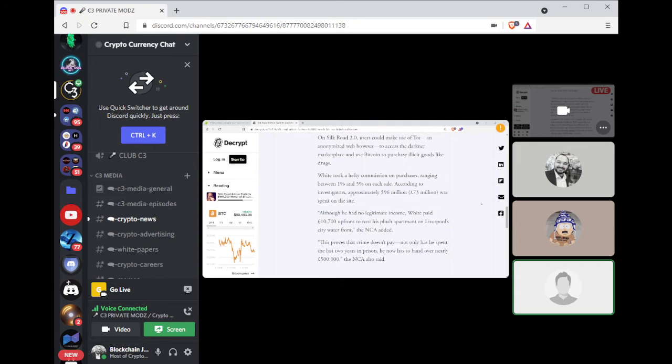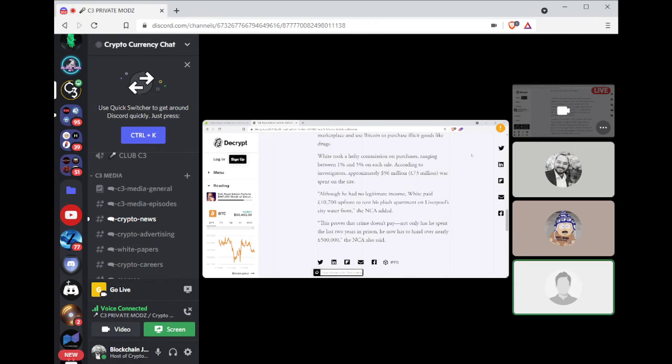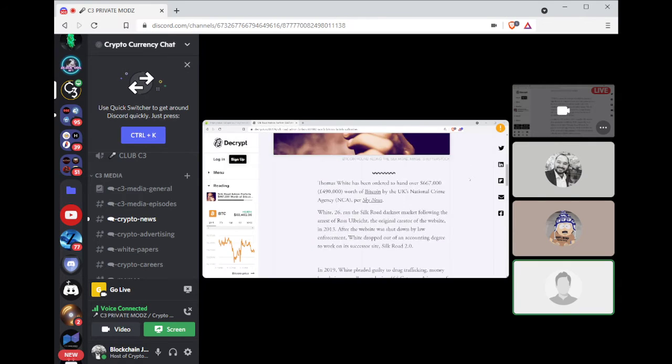I took a hefty commission on purchases, ranging between 1% and 5% on each sale. According to investigators, approximately £73 million, that's $96 million, was spent on the site. Although he had no legitimate income, White paid the £10,700 up front to rent his plush apartment on Liverpool's city waterfront, the NCA added. This proves that crime doesn't pay. Not only has he spent the last 2 years in prison, he now has to hand over nearly £500,000. So, yeah, crime doesn't pay, legitimately.